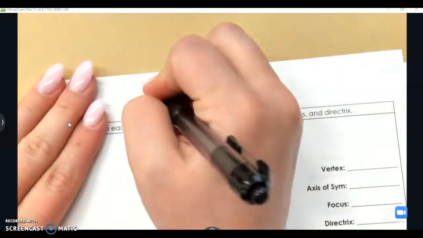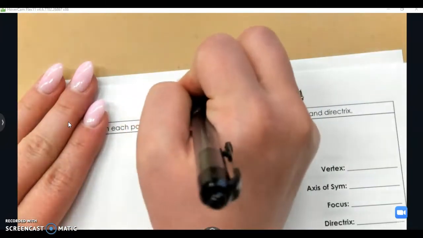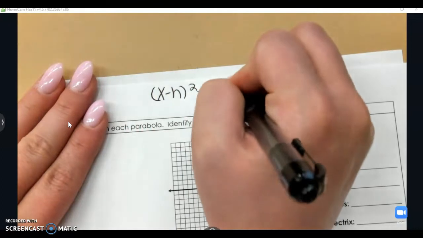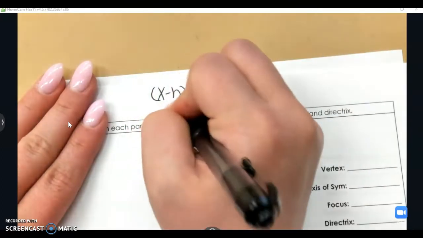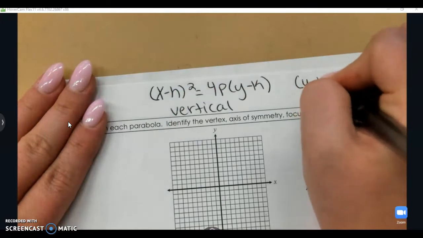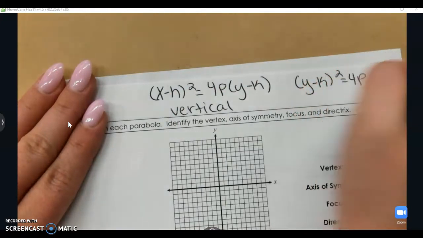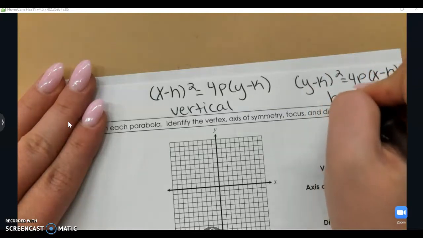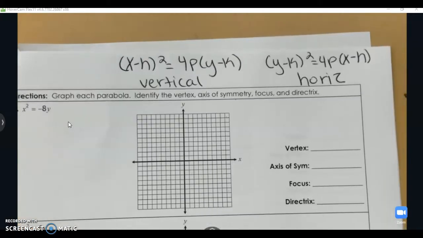On number 1, we are going to be graphing each parabola. So what I'm going to do is write the equations for the parabolas up at the top so I don't have to flip back and forth. So this is for a vertical parabola. And this is for a horizontal parabola. So I'm going to have those up at the top for reference.